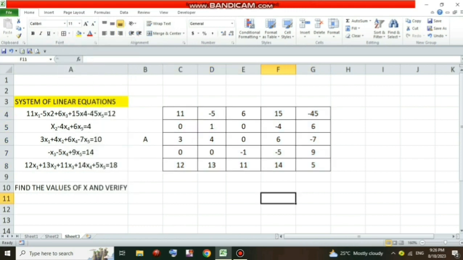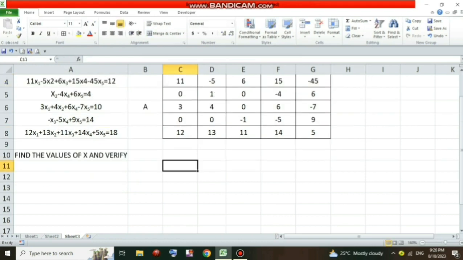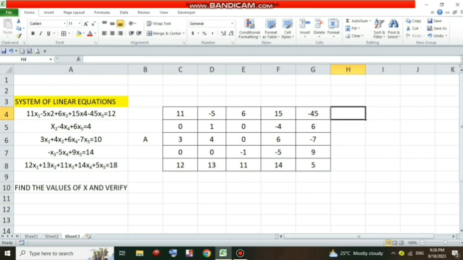Now let's list out all the x coefficients, that is x1, x2, x3, x4 and x5. Let me put it over here itself. So x1, x2, x3, x4 and x5. You can't call them x coefficients, they are nothing but x variables.